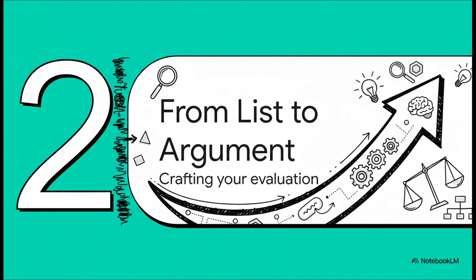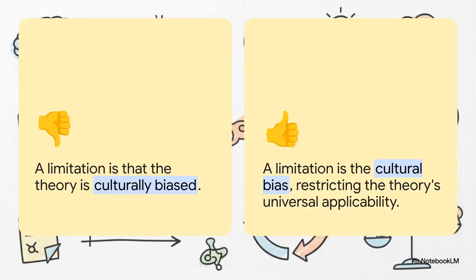Okay, so knowing AO3 is super important is one thing, but what does a really good top-level evaluation actually look like? How do we go from just making a list to actually building a proper argument? Let's take a look. Check out this side-by-side comparison. On the left, you've got your standard C-grade point. A limitation is that the theory is culturally biased. I mean, it's not wrong, but it's just a bit flat, isn't it?